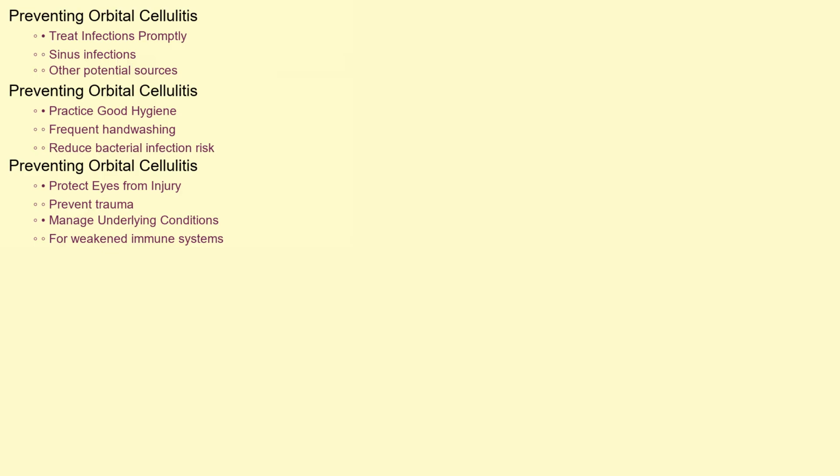Preventing orbital cellulitis involves promptly treating sinus infections and other potential sources of infection. Practicing good hygiene, such as frequent hand washing, can help reduce the risk of bacterial infections in general. Protecting the eyes from injury can also help prevent orbital cellulitis resulting from trauma. For individuals with weakened immune systems, careful management of underlying conditions is crucial.